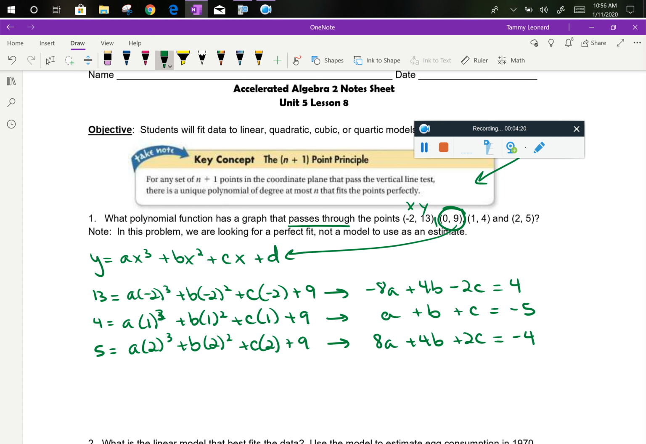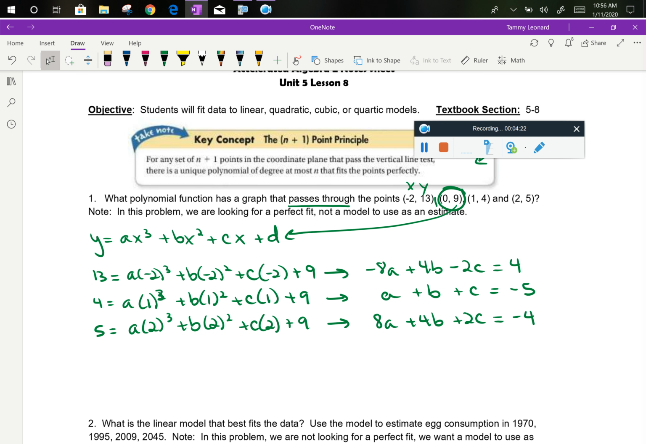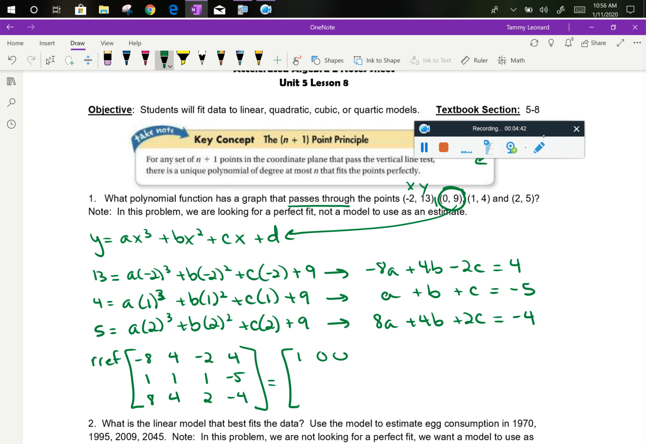So we do need to show on our paper that that's what we're doing. So we're going to say we're going to use the ref function on the matrix [-8, 4, -2, 4], [1, 1, 1, -5], and [8, 4, 2, -4]. We know that when we do the ref, we're going to get basically the identity matrix with a row of constants. So we need to go to our calculator and perform that function.